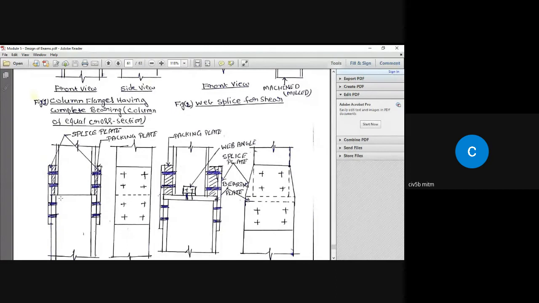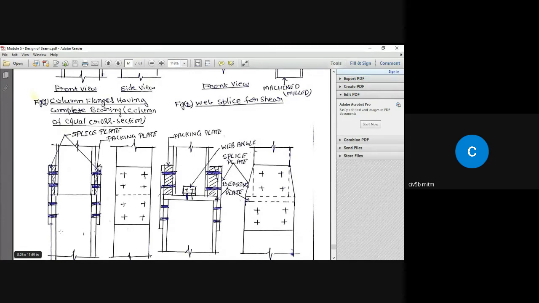Sometimes, even though it will not be having complete bearing, because of the thickness of the flange, the lower column will have a certain thickness. The upper column flange will have a thickness which is lesser than the thickness of the lower column. Similarly, web thickness will be less. As far as depth is concerned, there will be a little bit of difference, that is, the upper column will be a little bit less than the lower column.